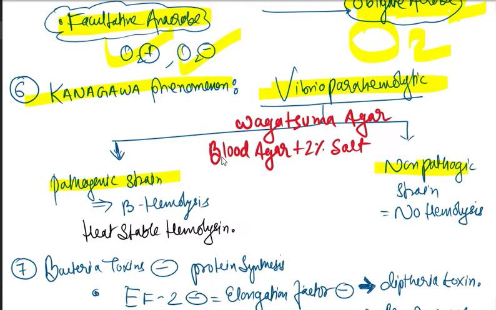So what we are using is Wagatsuma agar. What is this? Blood agar with 2% of salt. If there is complete hemolysis, this means heat stable hemolysin is present, and this strain will cause disease. Vibrio parahemolyticus, such a strain which is hemolytic in nature, is a pathogenic strain. Okay, and without hemolysis, such a strain is non-pathogenic.